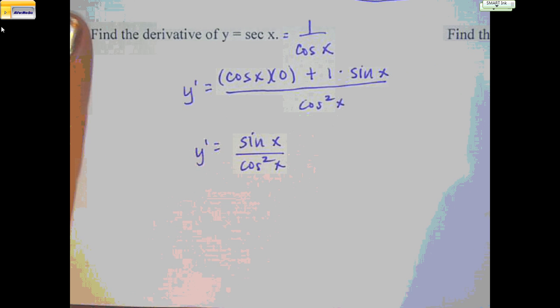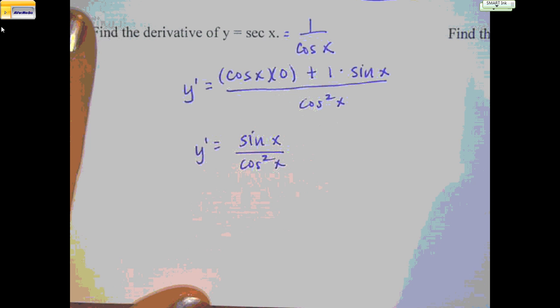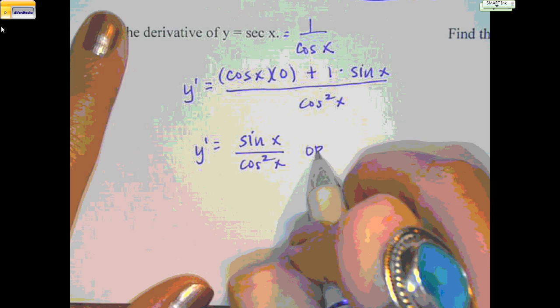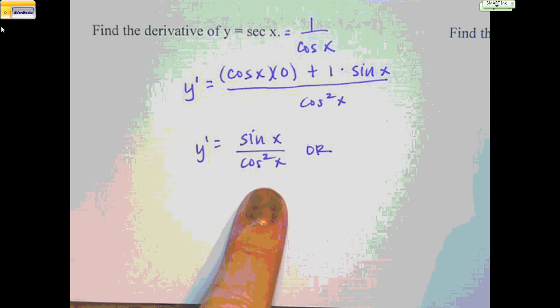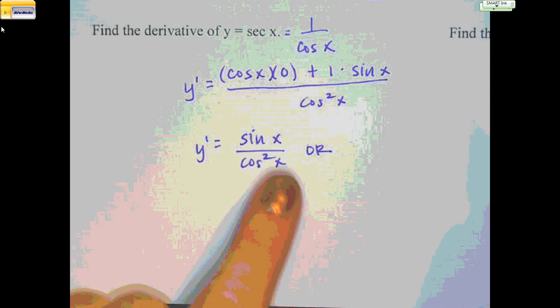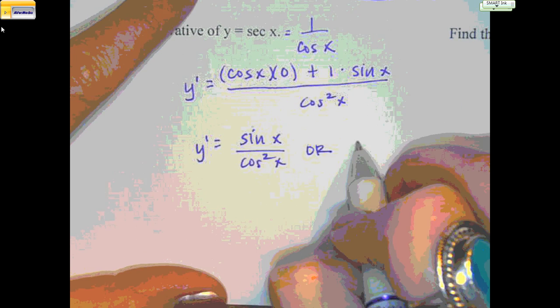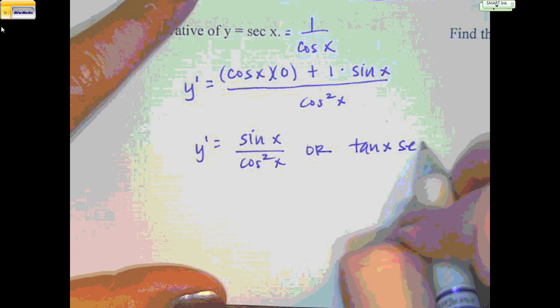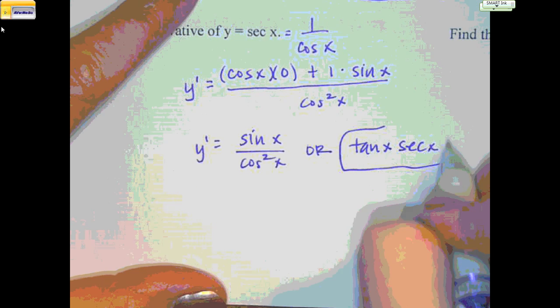Now this answer is perfectly fine. I would give you full credit on a quiz if that were a question. However, the back of your book and most professors are going to have you change this. They're going to have you break it apart into sine over cosine times 1 over cosine. Sine over cosine is tangent, and 1 over cosine is secant. So in the back of your book, it's going to look like that.